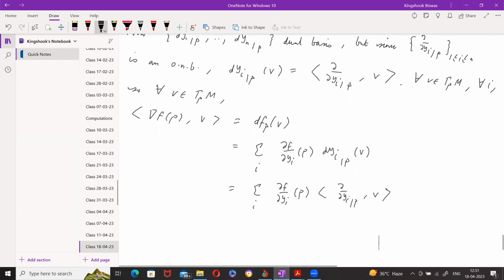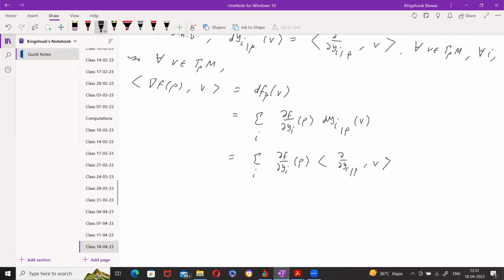And then I can take the inner product outside. So this becomes the inner product of the sum over i of del f del yi at P times del yi at P, with V. This is true for all V. That implies that grad f at P must be equal to this, right? Is this clear? Yes, sir. That's it. So that proves the first part. And the second part we've already done in class, right? Yes?